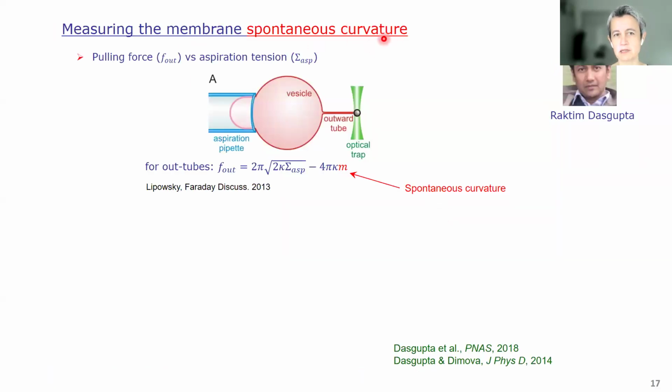Now, to measure the spontaneous curvature, and this is work initiated by Arakti and Dasgupta, you can measure the force with an optical tweezer, which is needed to pull a tube. This force is proportional to the tension of the membrane, which you set with the pipette, and you can measure with this aspiration pipette. Kappa is the bending rigidity, and then you have a term which reflects the spontaneous curvature M.